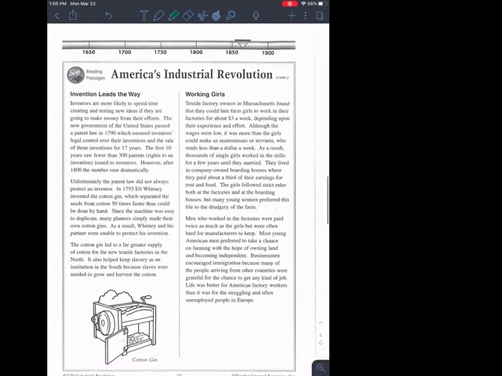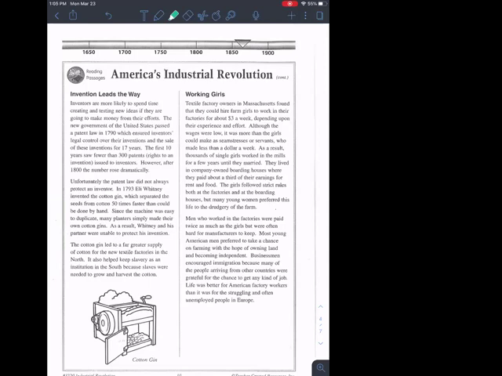All right, last page. Inventions lead the way. Inventors are more likely to spend time creating and testing new ideas if they are going to make money for their efforts. The new government of the United States passed a patent law in 1790, which ensured inventors legal control over their inventions and the sale of those inventions for 17 years. The first 10 years saw fewer than 300 patents, or the rights to an invention, meaning you own the invention, issued to inventors. However, after 1800, the number rose dramatically.